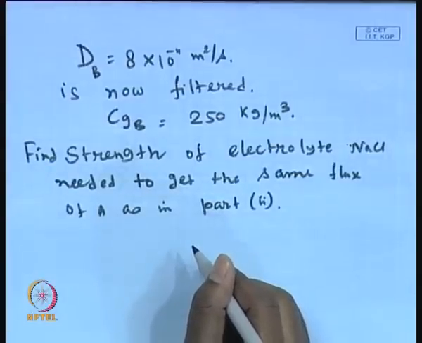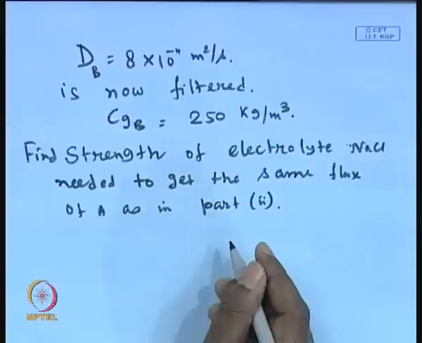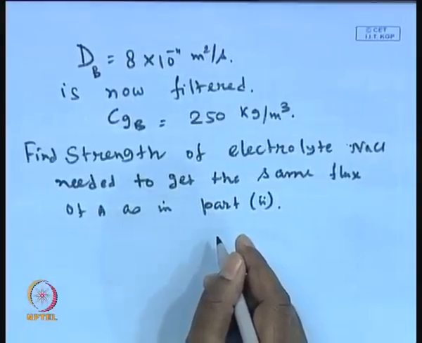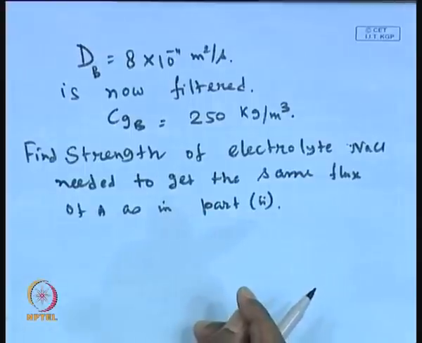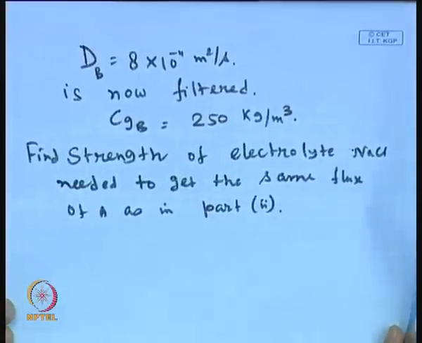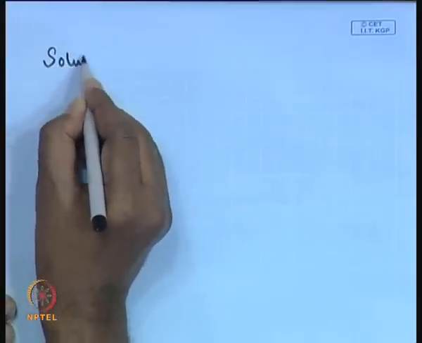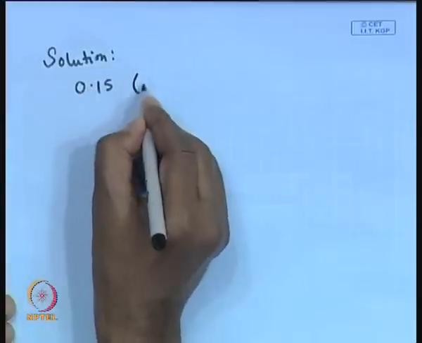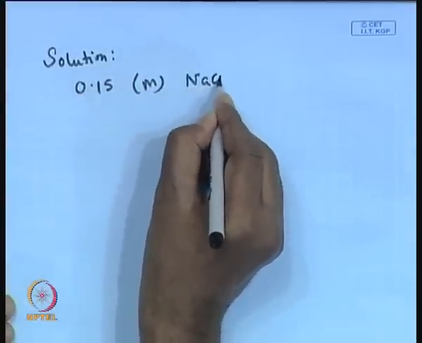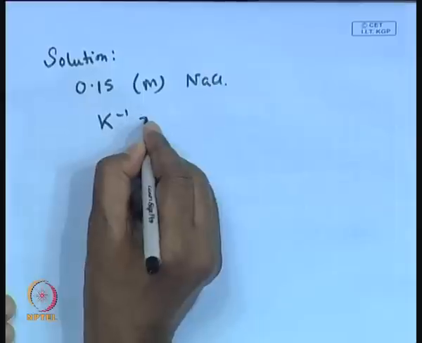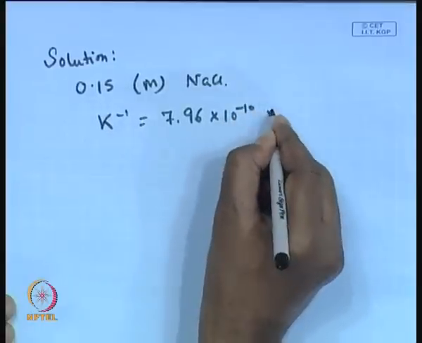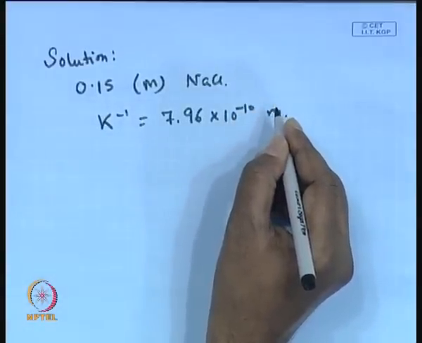Okay. So, there are several data given. Avogadro's constant that you know, the Boltzmann constant, the value of epsilon, and solution viscosity is taken as 10 to the minus 3 Pascal second. Now, let us look into the solution. We have 0.15 M NaCl, right. So, kappa inverse turns out to be 7.96 into 10 to the power minus 10 meter.